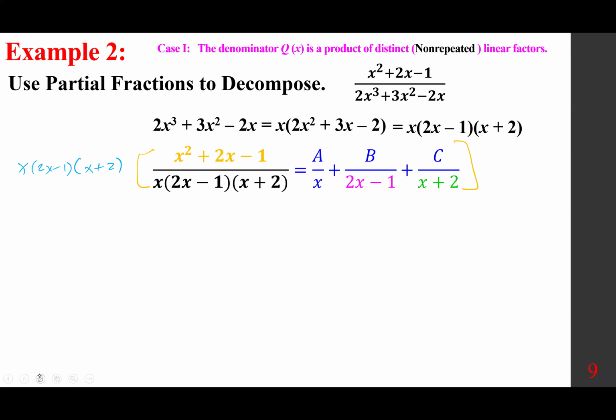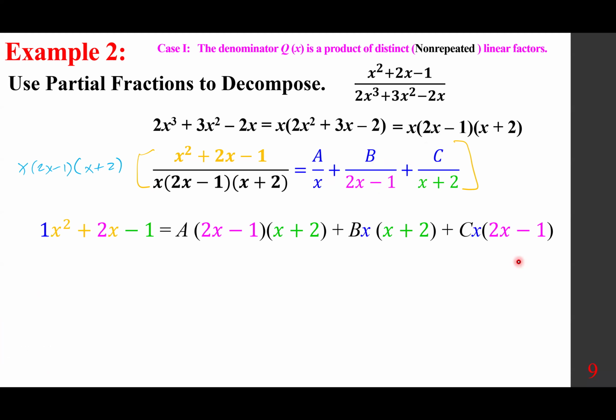So what happens to the left side becomes just this. What happens to this one? This would be a times 2x minus 1 times x plus 2. This one would be b times x times x plus 2. And this one would be c times x times 2x minus 1. I'm assuming nobody has any problem with elementary algebra. Okay, clearing all fractions, clearing all the denominators.